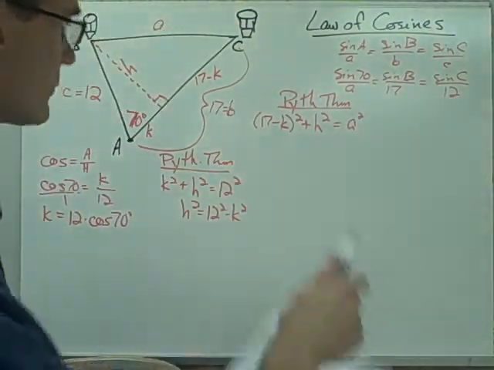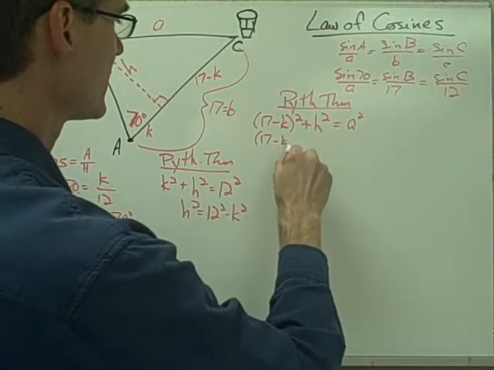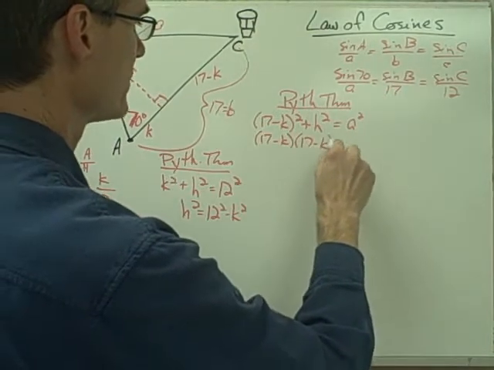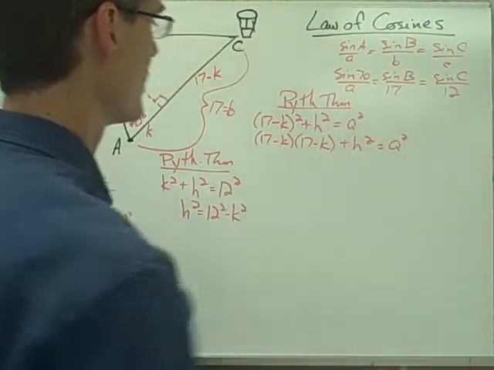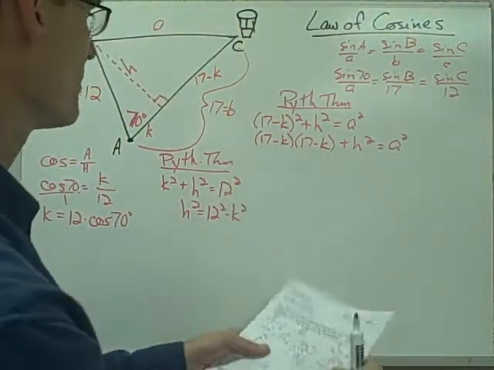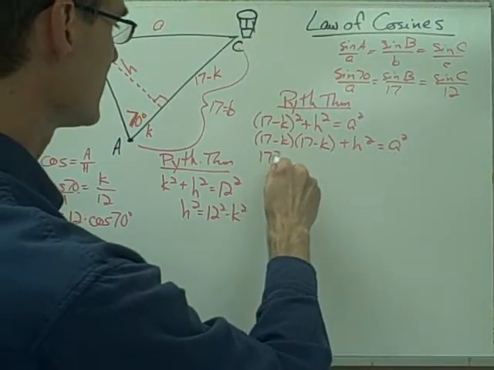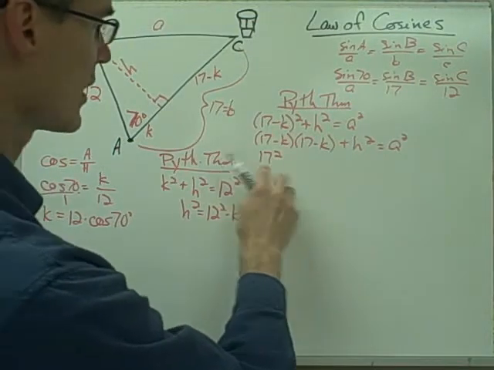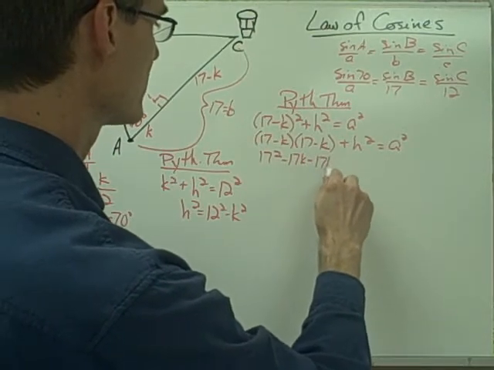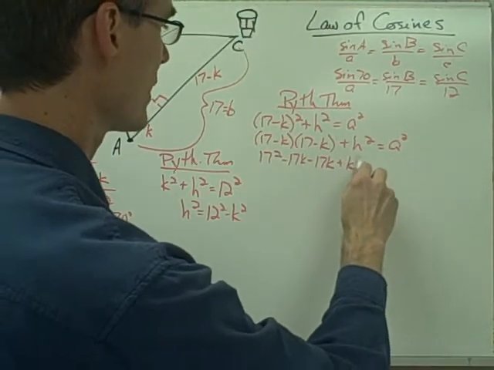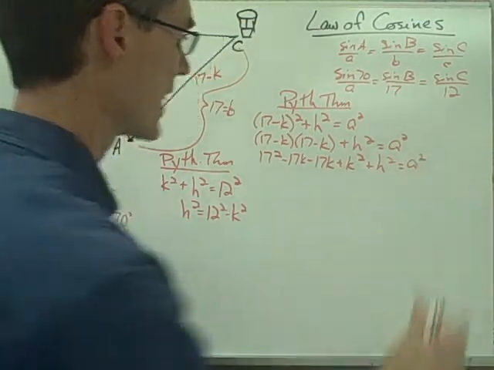a squared. Now let me expand this (17 minus k) quantity squared. That's going to be (17 minus k) times (17 minus k). So let's see here. (17 minus k) quantity squared. So I'm going to use FOIL here. And that gives me 17 squared. I'm just going to keep that as 17 squared for now. Minus 17k minus 17k again plus k squared plus h squared equals a squared.